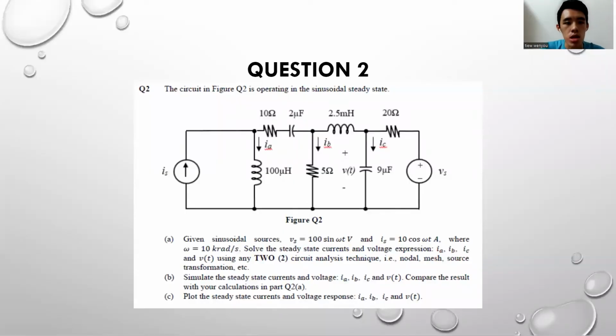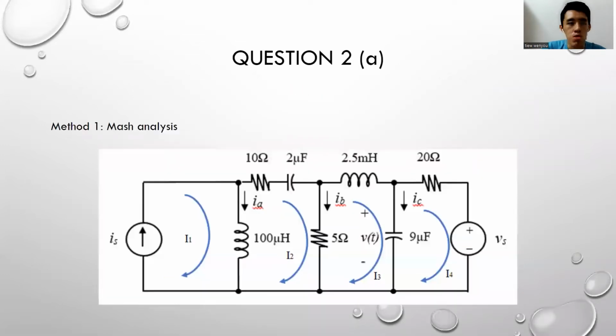Question 2. The circuit in question 2 is operating in the sinusoidal steady state. In the slide, we can see the circuit for question 2 and the questions for question 2. Question 2a, the first method we use is mesh analysis.